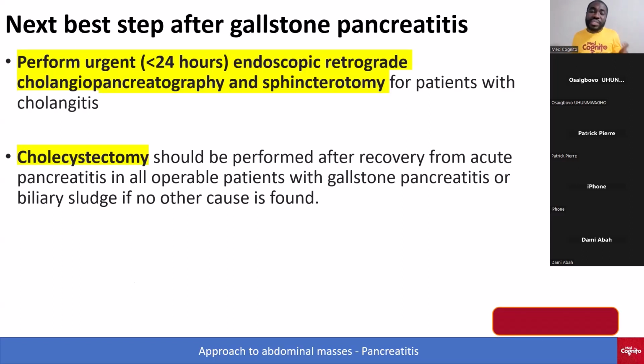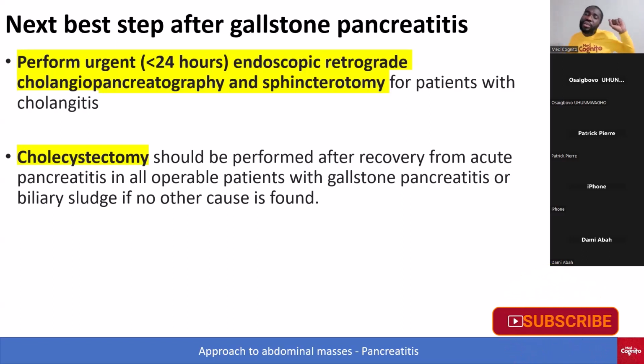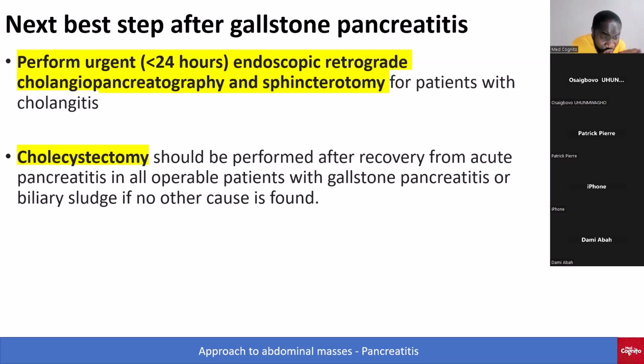ERCP. So this time, because you're going there to remove the gallstone, right? And that's why we said that ERCP is only reserved for a few people. And cholecystectomy should be performed after recovery from acute pancreatitis in all operable patients with gallstone pancreatitis.